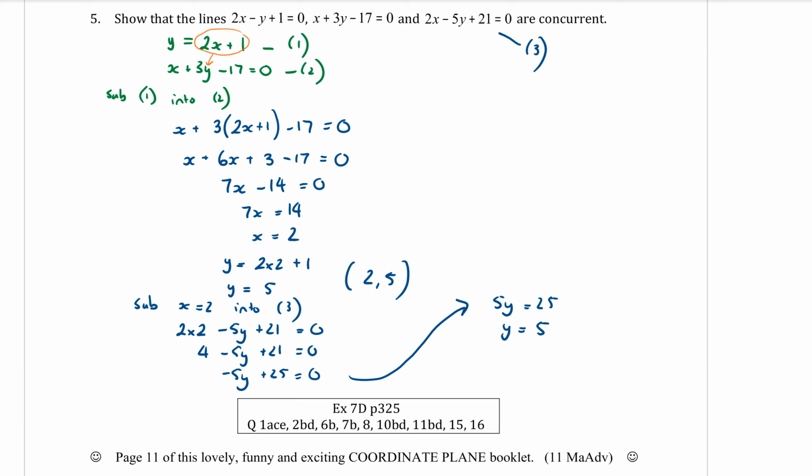I hope you guys are all good with the solving part. And I got the same y value, didn't I? Okay, the y value I knew I had to get was a 5, and I got a 5, which means that all three of those lines go through that same point, and I can just say, therefore, the lines are concurrent. That's it. Not too bad.